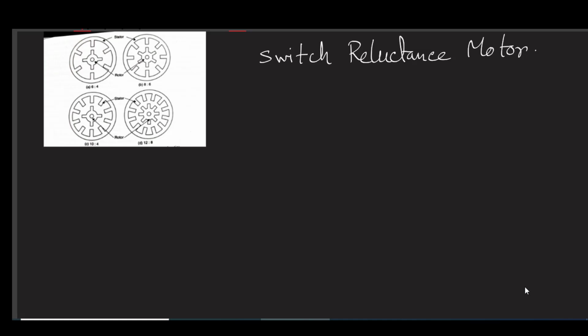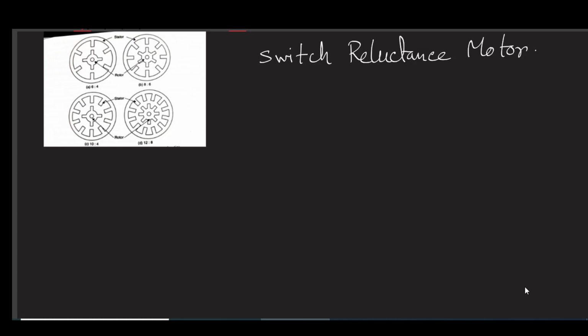So today our topic of discussion is the switch reluctance motor. Structurally, a switch reluctance motor is almost similar to a variable reluctance stepper motor, but a few things are not common between the two. In many books, you will find the application of this variable reluctance motor as a small scale motor, but we must understand the differences.